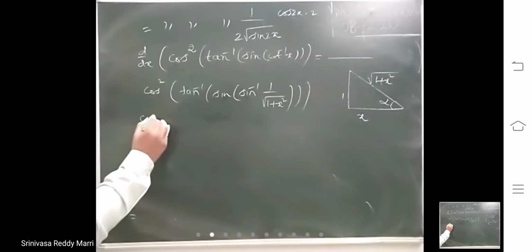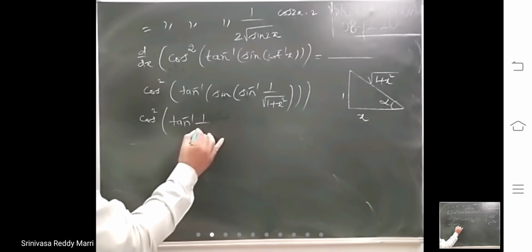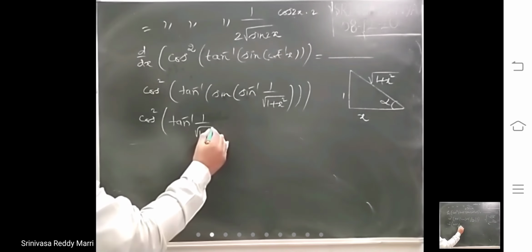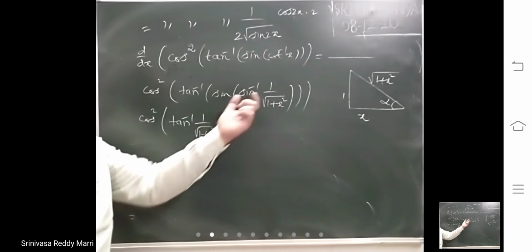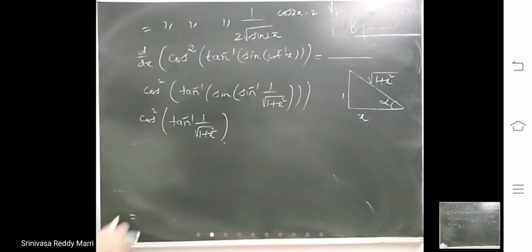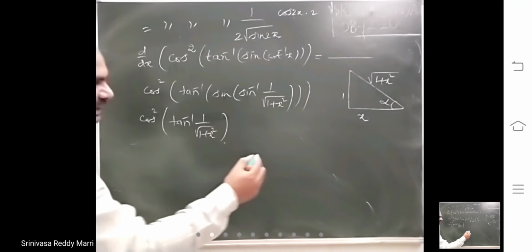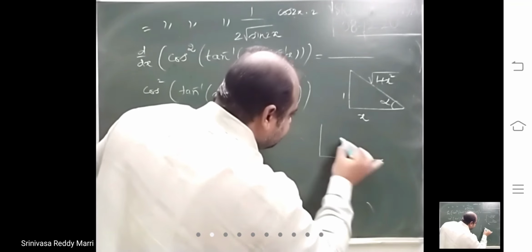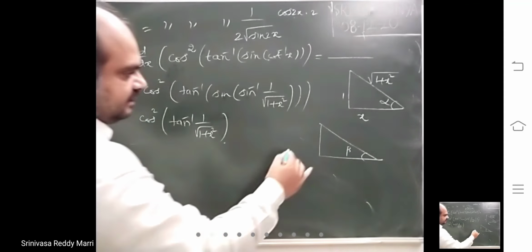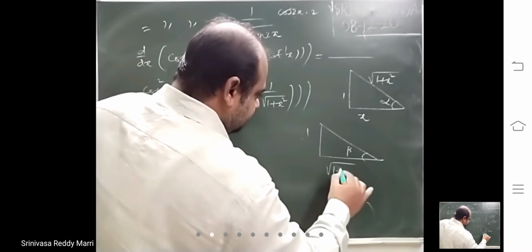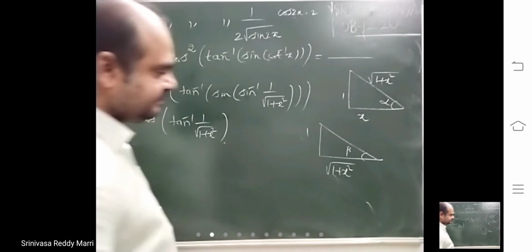cos square tan inverse. This will become this. Sine of sine inverse will get cancelled. You will get tan inverse of this. Now cos is there. I want to write in cos inverse. Again construct the triangle. Some angle, 1 divided by root of 1 plus x square.